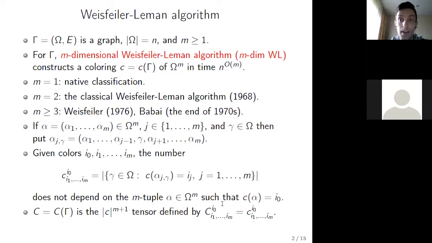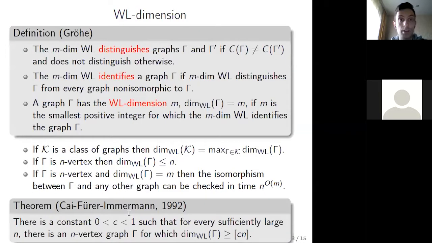So now we may assume that the m-dimensional Weisfeiler-Leman algorithm constructs for a given graph the tensor consisting of these numbers, and the elements of this tensor satisfy this property. And of course, the size of the tensor is equal to the number of colors to the power m+1. So let us introduce our main definition.